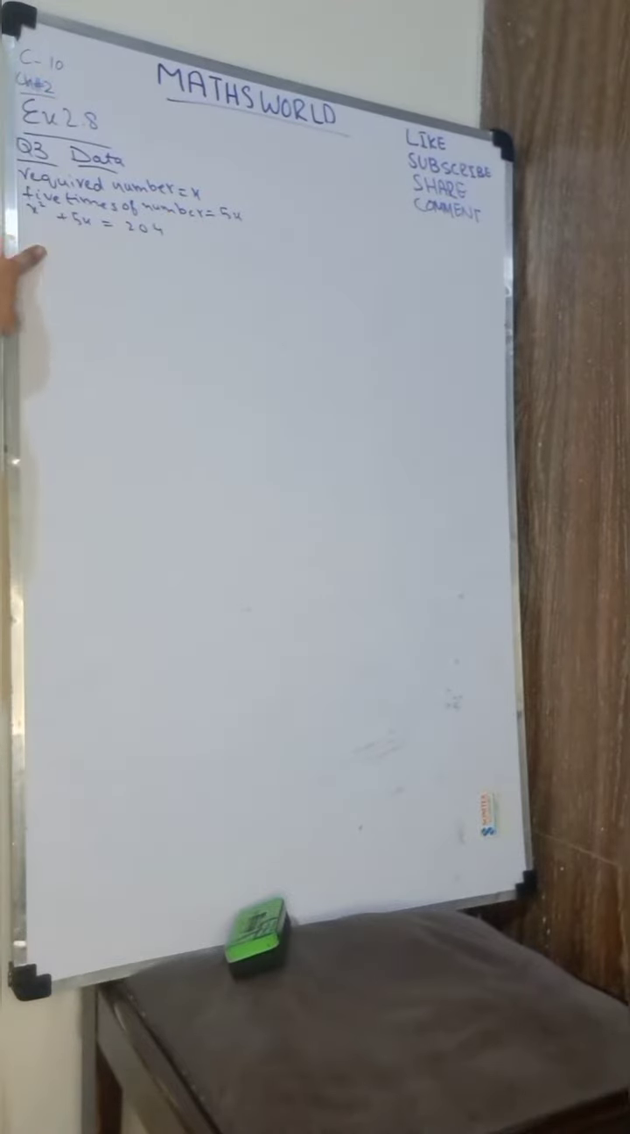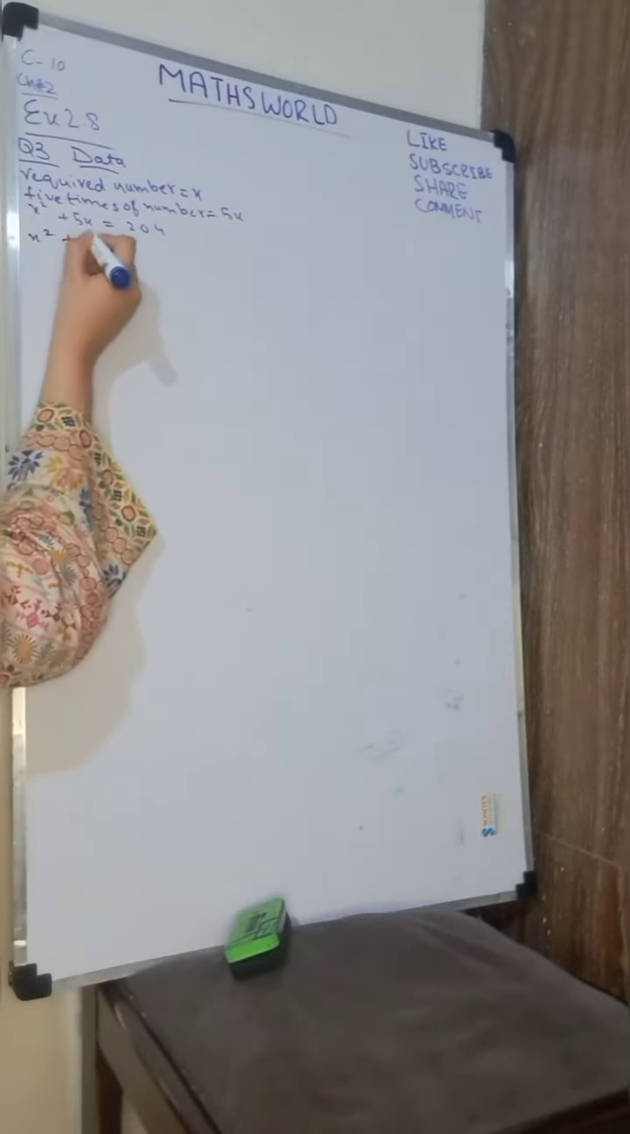Today we will discuss exercise 2.8 question number 3, that is: the sum of 5 times a number and the square of the number is 204. Now what you will do, very simple: the required number is x, 5 times the number is 5x, and the square is x squared. So x squared plus 5x is equal to 204. Now you are going to simplify them.